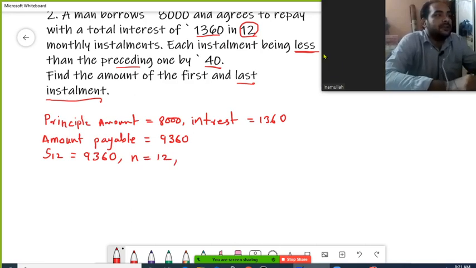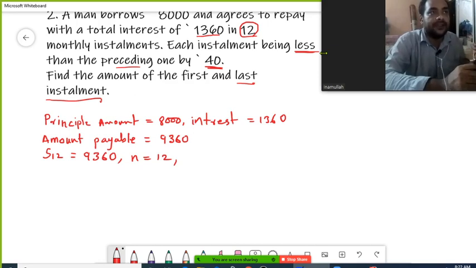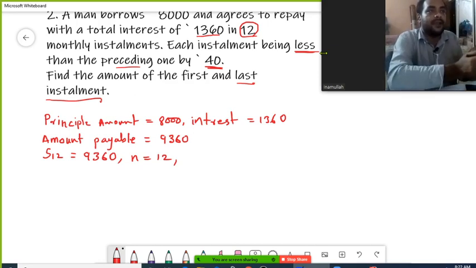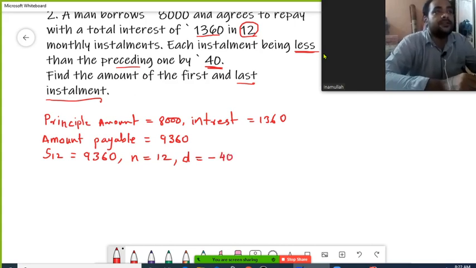Each installment is less than the previous installment by 40, which means this 40 gives me the difference between two consecutive installments. Suppose I am paying 500 in the first installment, my next installment would be 40 less than 500, that is 460. So my first term will be 500 and my second term will be 460. When you subtract the first term from the second term, you get minus 40. So here the common difference between two consecutive terms is minus 40. This is the common difference.